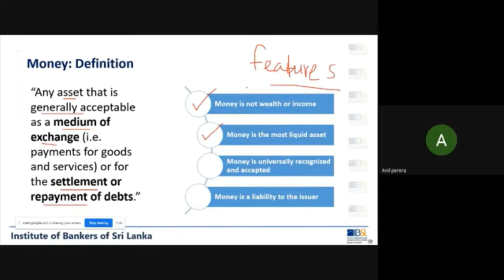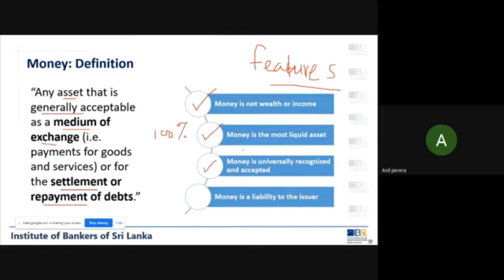But money, you can use it directly, as I said. Even a property is not 100% liquid, not very liquid. If you want to sell it and convert it into cash, that will take some time. And also, if you do it in a hurry, you will incur some loss. But money has 100% liquidity, the most liquid asset.